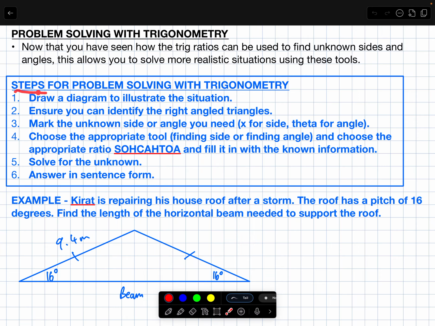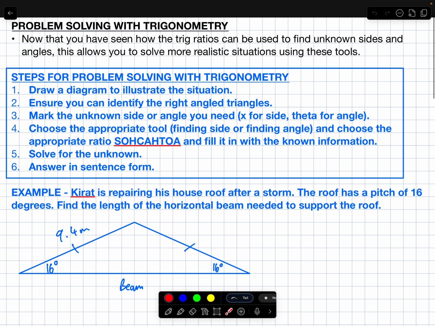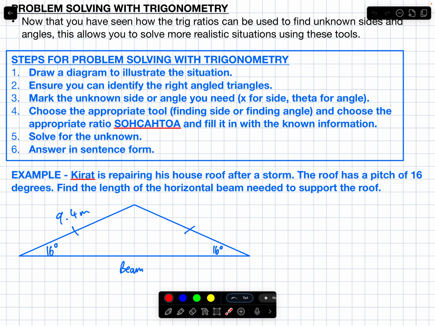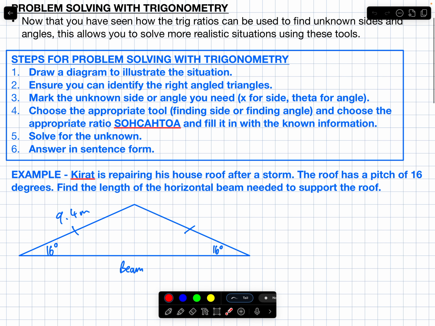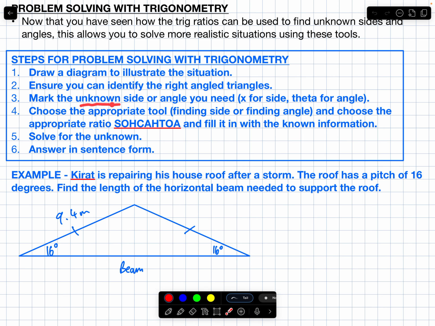So the steps for problem solving with trigonometry: Step 1, draw a diagram to illustrate the situation. I'm a visual person. Diagrams are always useful to get it through your head. Number 2, ensure you can identify the right angled triangles. The tools that I've taught you in year 10 are only for right angled triangles, so you need to find the right angled triangles in your situation. Step 3, mark the unknown side or angle that you need. Remember, x for unknown lengths, but theta is what's acceptable for unknown angles.